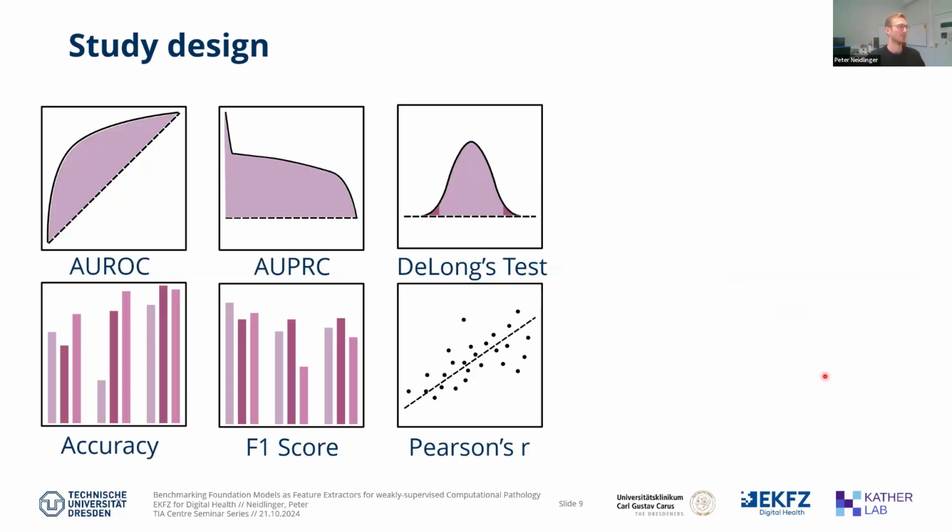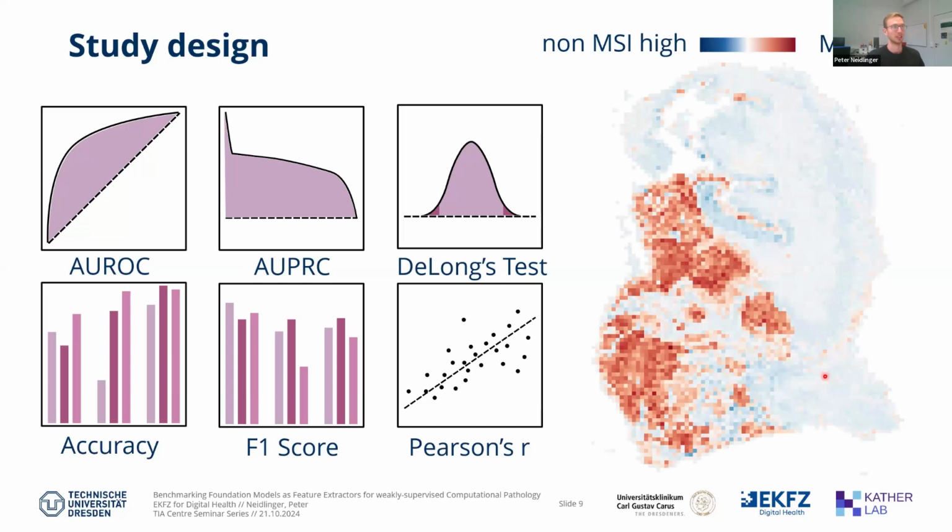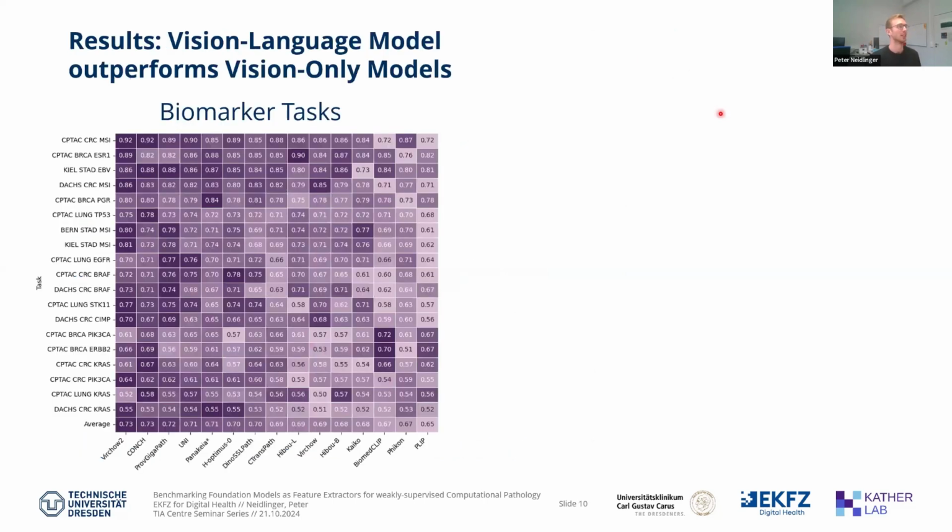And these were the metrics, so mainly looking at AUROCs, but also at precision recall curves, at accuracy scores, at F1 scores, and Pearson's R for some correlation analysis, and did the DeLong test for statistical significance tests of the AUROC scores. And finally, some interpretability analysis using heat maps. For example, this is an MSI versus non-MSI heat map. Yeah, and with that, we can jump into the results section.